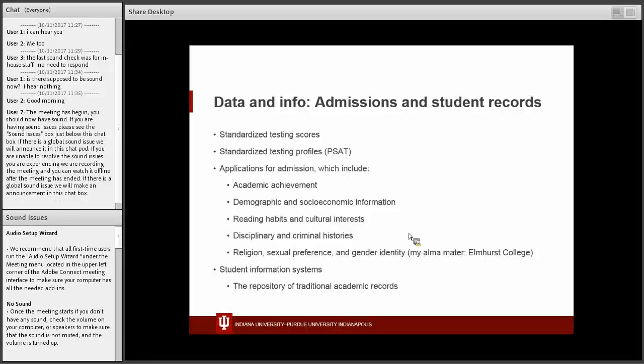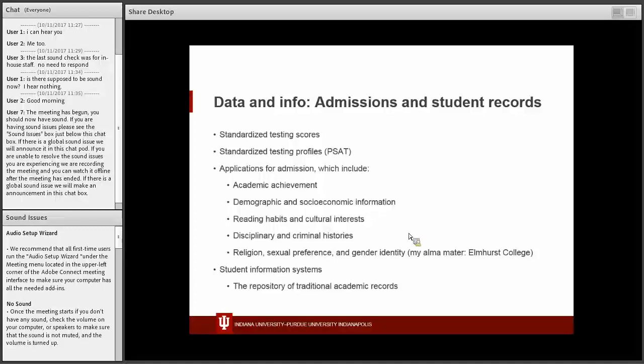And increasingly, these admissions applications, especially if you're at a private institution that has a religious affiliation, require students to reveal their religion, sometimes even their sexual preference or gender identity. I earned my bachelor's degree at Elmhurst College, in the western suburbs of Chicago, and they were the first institution, in fact this was talked about in the Chronicle of Higher Education, and I believe also in the New York Times, to ask for a student's sexual preference, to see whether or not they were a part of the LGBTQ community.